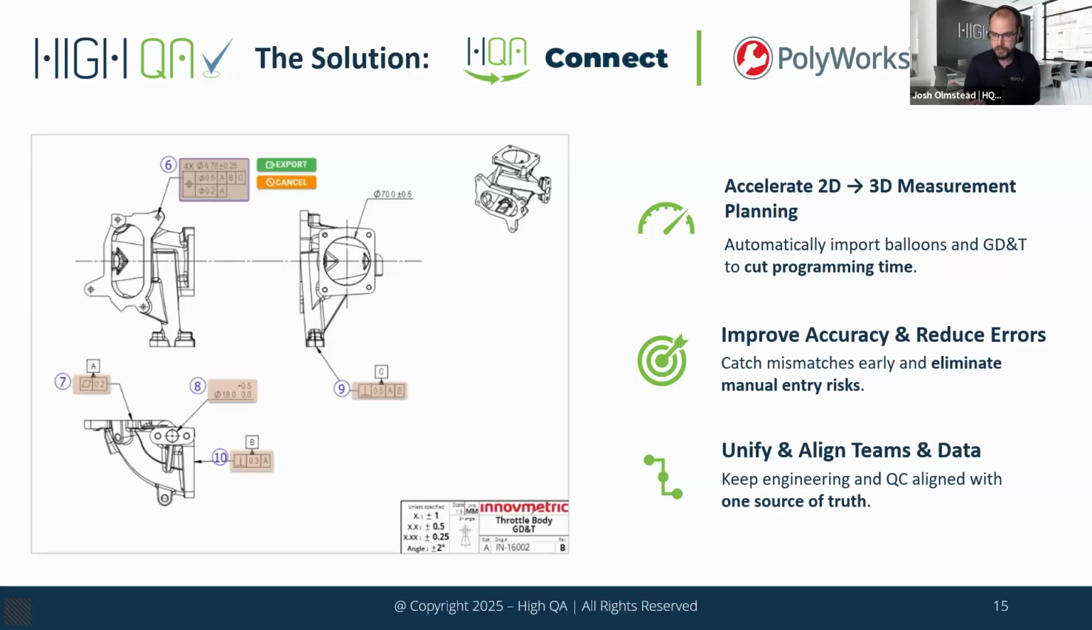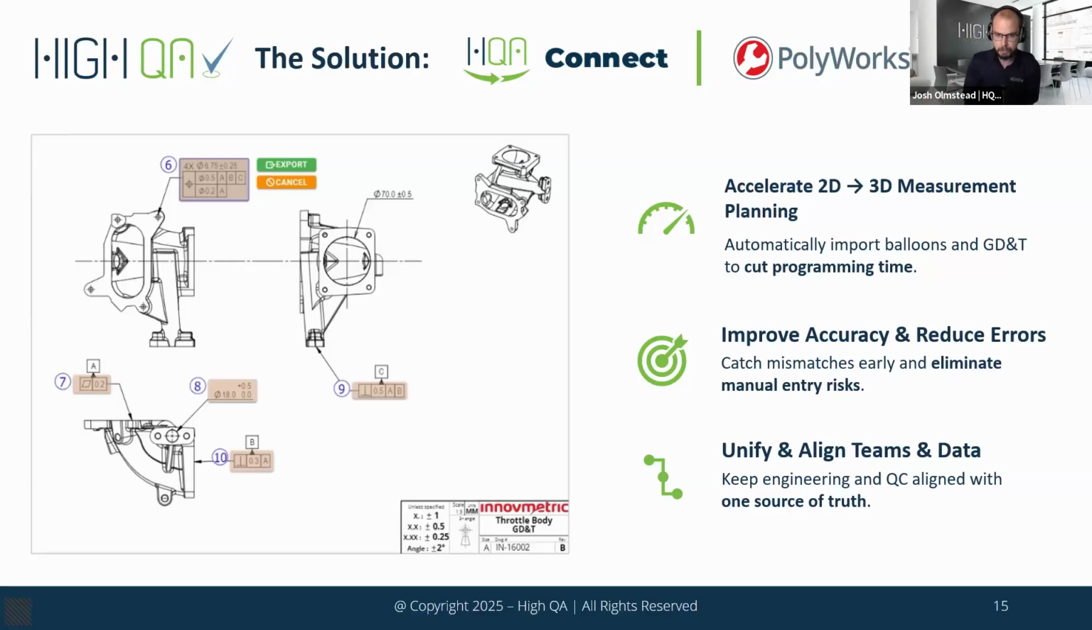And then finally, because we're keeping this chain where a quality engineer is defining this source of truth ahead of time, it's unifying and aligning your teams and your data from the start with the measurement planning portion and extraction of GD&T, but also in the end, when a programmer from a CMM or other metrology tools is bringing the operational data back into HiQA for reporting or additional analytics through Data Loop PolyWorks as well.